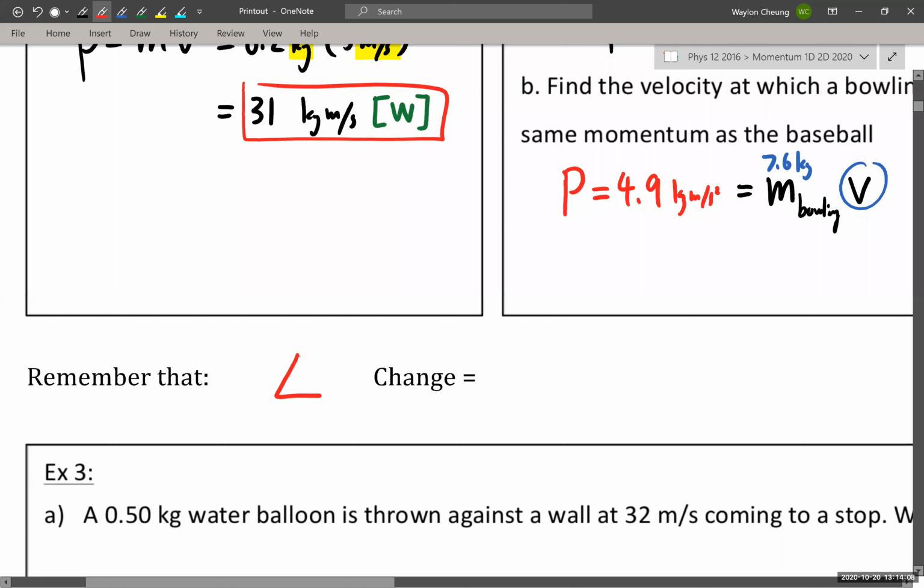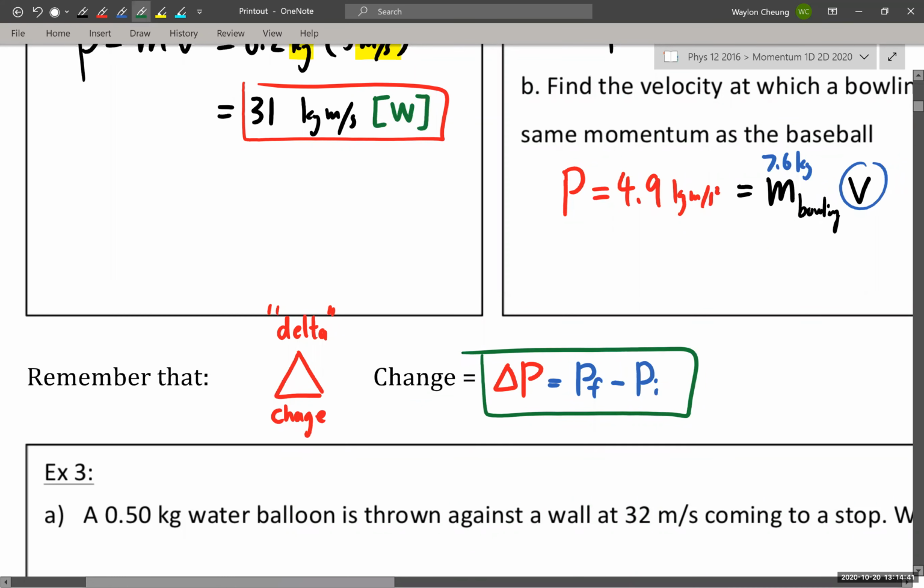In science, again, one reminder, change is usually denoted with this triangle, it's delta, right? Delta. So change is delta. So change in momentum is delta P. Okay, change in momentum. As with anything in science, change in any quantity is final minus initial, always. Not the other way around. Okay, it's always final minus initial.